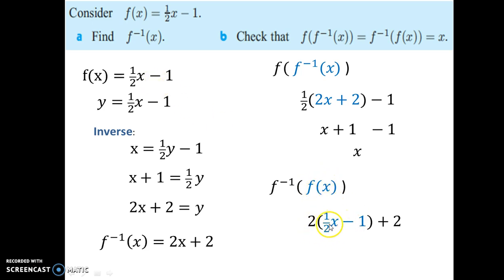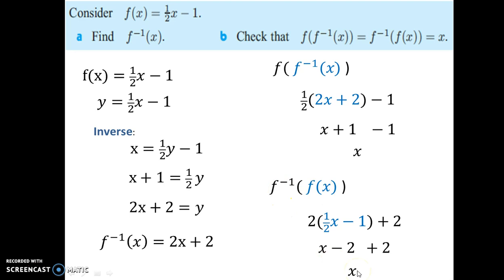Now we can multiply this by 2. 2 times a half is 1. 2 times negative 1 is negative 2. And we have plus 2. Notice those again cancel, and we're left with just x. So the rule holds. When you put the inverse into the original, we get x. When you put the original into the inverse, we get x.